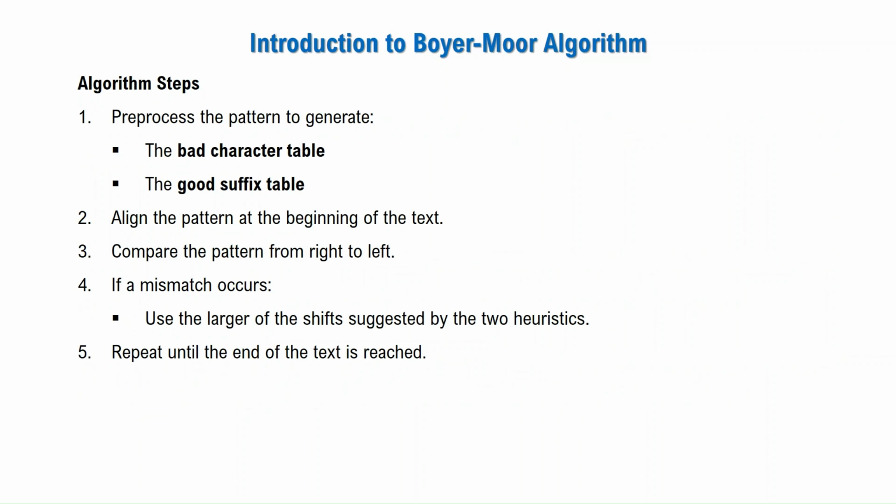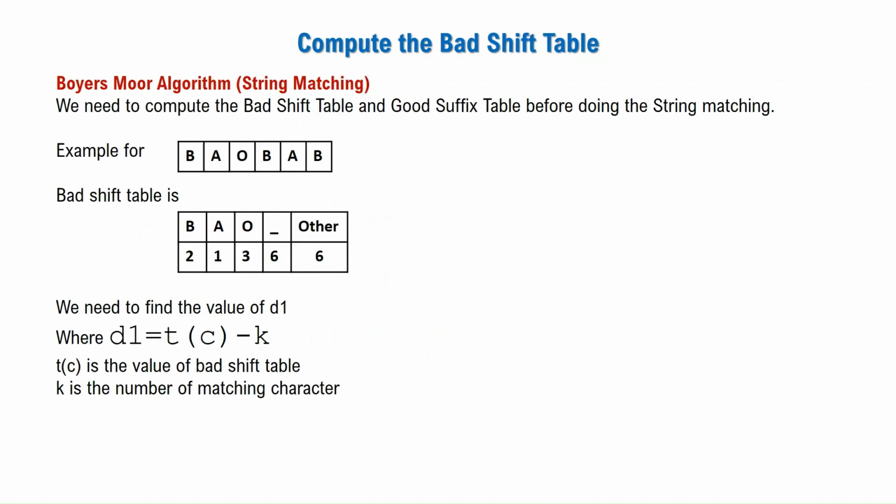What you're supposed to do in the algorithm: first, you pre-process the given pattern by generating the bad character table as well as the good suffix table. Align the pattern at the beginning of the text. Compare the pattern from right to left. If a mismatch occurs, use the larger shift suggested by the two heuristics. Repeat until the complete text string has been reached at the end. This is the simple algorithm.